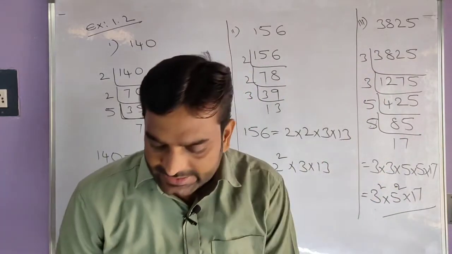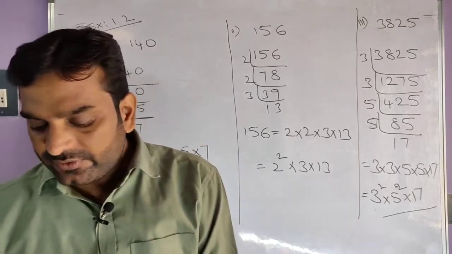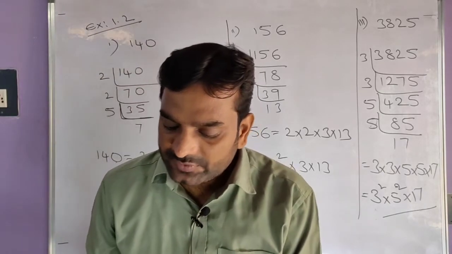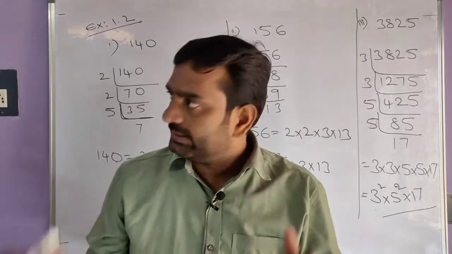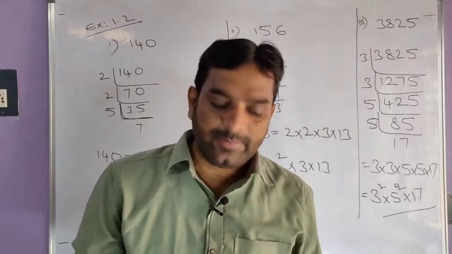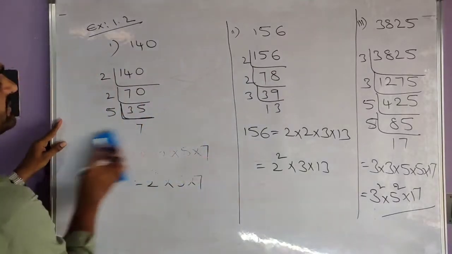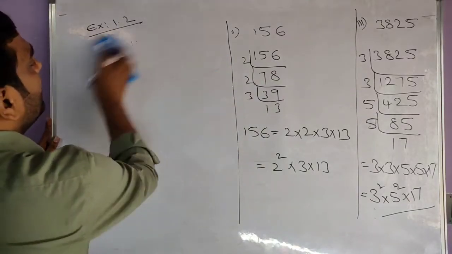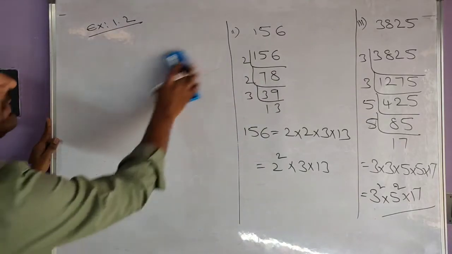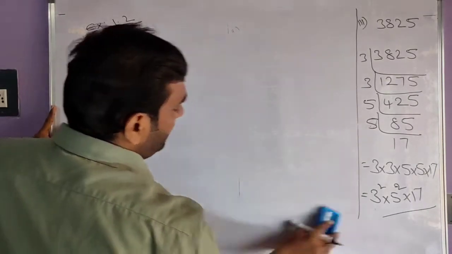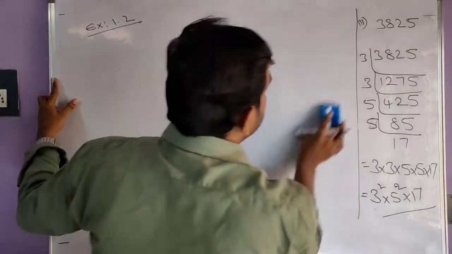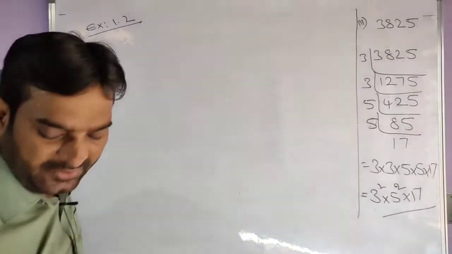Now coming to the second bit. It is given: find the LCM and HCF of the following integers by the prime factorization method. In the same way, we have to find the LCM and HCF. In the first exercise, we found LCM and HCF by Euclid's division lemma. Here it is asked by the prime factorization method.